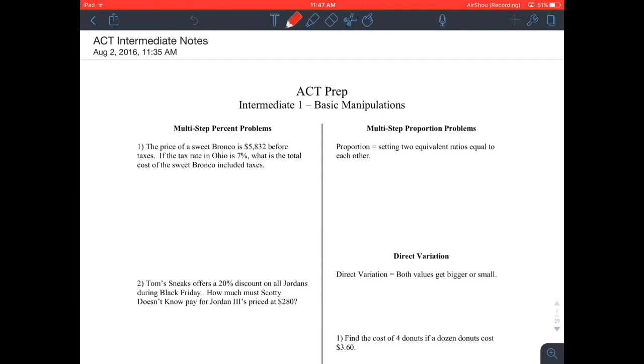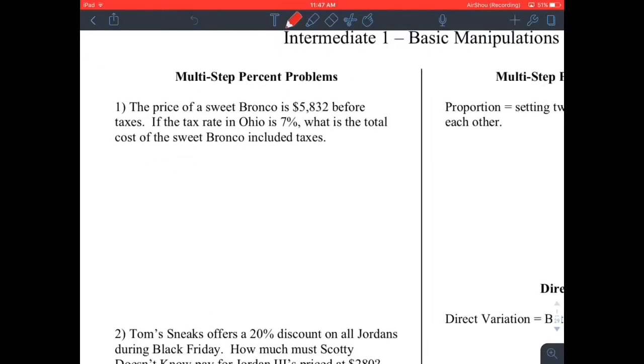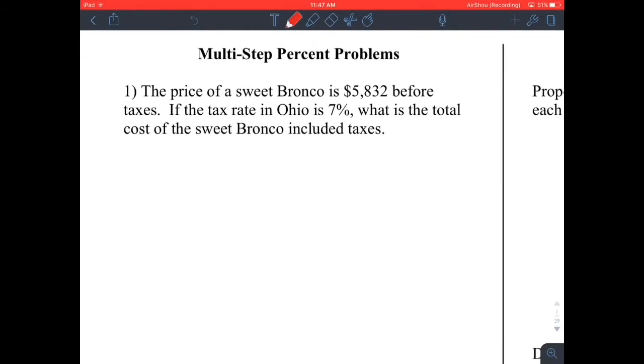All right, we're working on Intermediate Lesson 1, Basic Manipulations. Let's jump right into a problem. This is a multi-step percent problem.